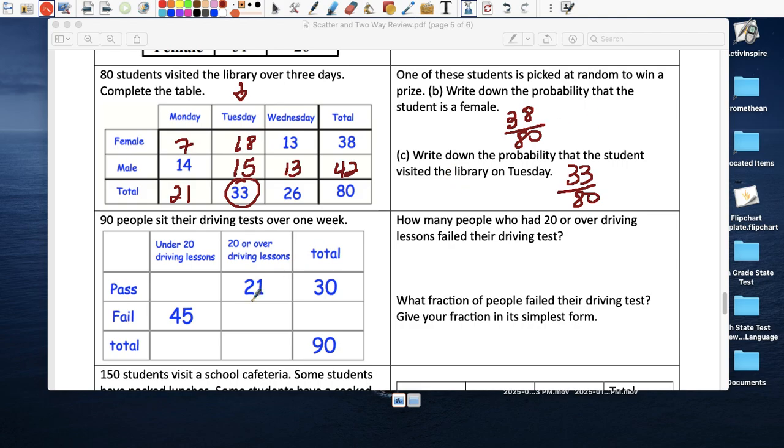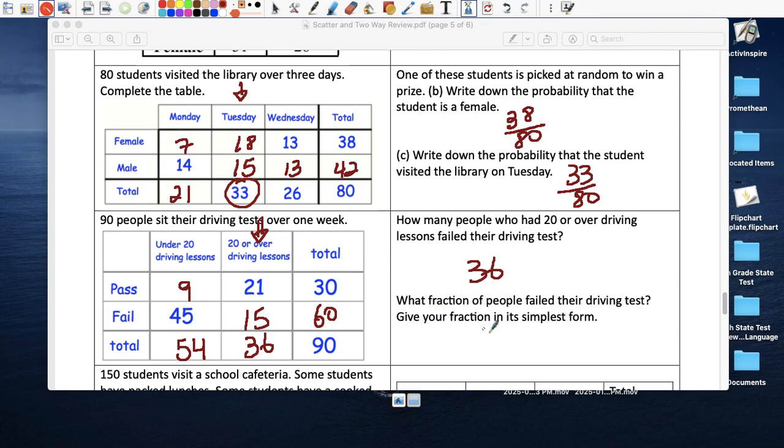How many people? Oh, we gotta fill in the table. So 30 plus 60 is 90. 45 plus 15 is 60. Add these up, we get 36. This should be 54. And this should be 9. Good? Yep. How many people who had 20 or over driving lessons, right here in this column, failed the test? 36 people failed the test.